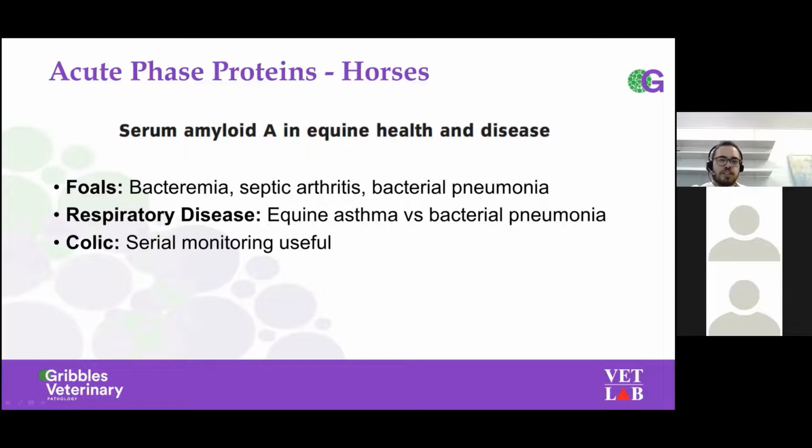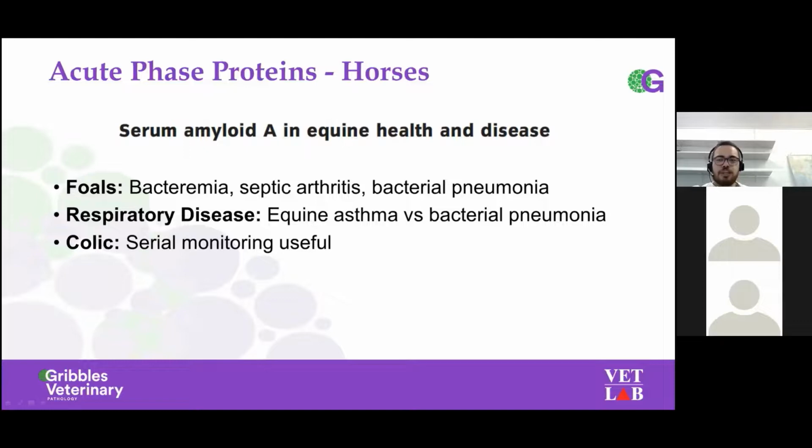In respiratory disease, serum amyloid A could be useful in helping to delineate between infectious causes and non-infectious causes, say differentiating between bacterial pneumonias and equine asthma. And then measuring SAA levels in equine colic cases can show similar utility to dogs with acute abdomens or emergency cases. So again, there's somewhat mixed data about SAA levels at admission.